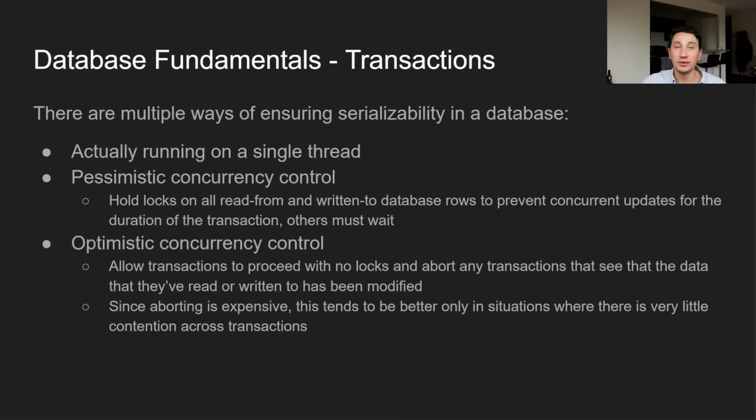Basically, there are a few different ways of ensuring that a database is serializable. One way is literally just running it on a single thread. I don't want to go into too many specific database examples in this video, but something like VoltDB does actually do this. We've also got pessimistic concurrency control.